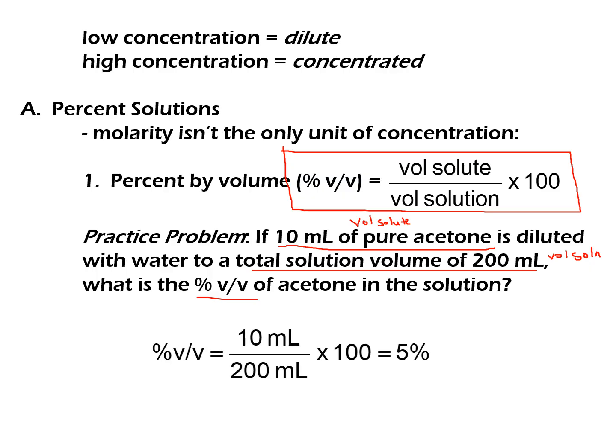So the percent by volume is the volume of the solute, so that's 10 milliliters, divided by the total volume of the entire solution, which is 200 milliliters, times 100. So 10 divided by 200 times 100. Right? If you do that on your calculator, you should get 5. And so this tells us that we had just made a 5% solution of acetone in water.